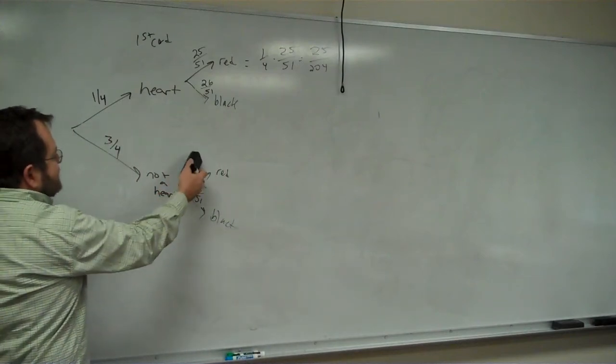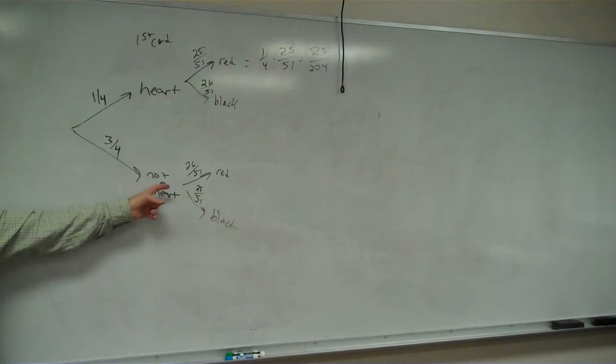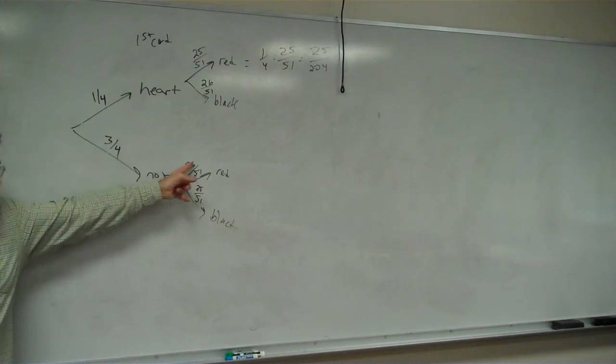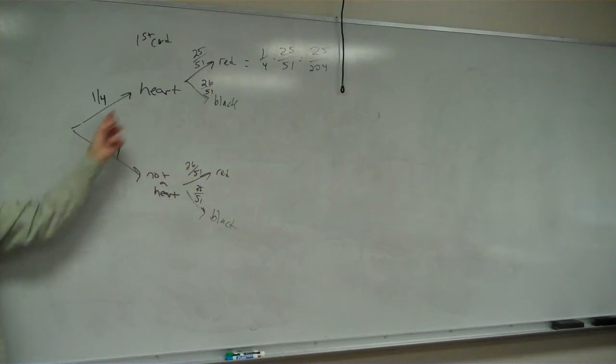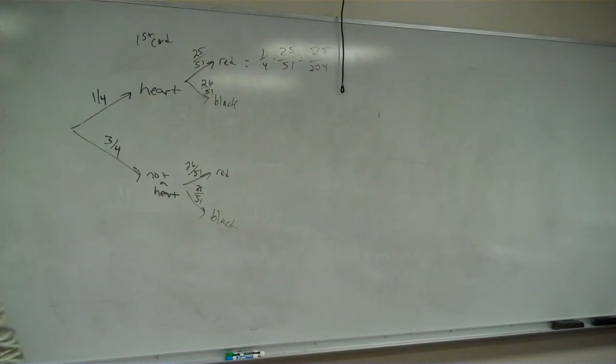See, the thing is, there isn't necessarily 26 red cards left. If that first card you pulled was a diamond, there'd be only 25 red cards here. You'd still be in the not a heart branch. You're right, the book is wrong on that one.